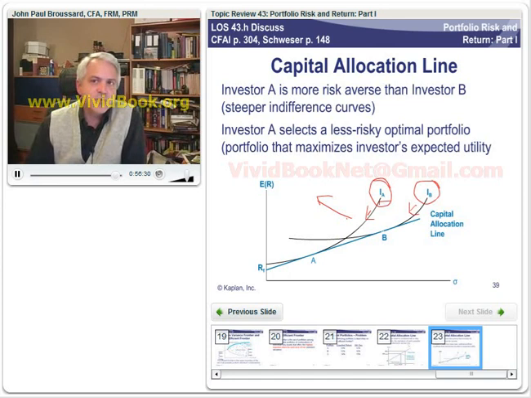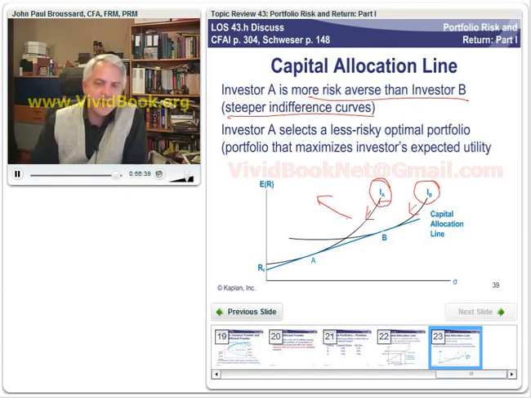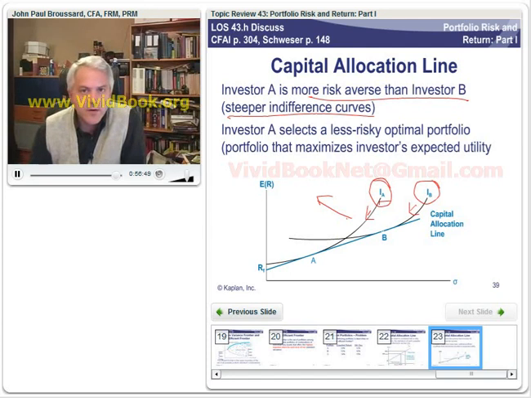Well, investor A is essentially what we call more risk averse than investor B. He has a steeper indifference curve. He's indifferent between utility along all that line, but it's steeper and it's shifted to the left. And specifically, it's also shifted to the northwest in this space. Remember now, we're staying in expected return, standard deviation space.